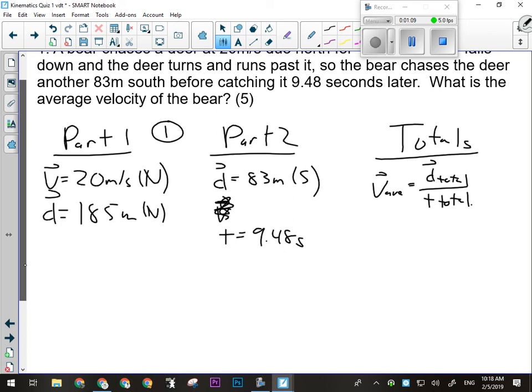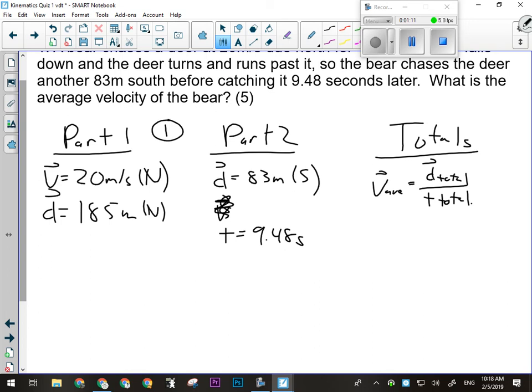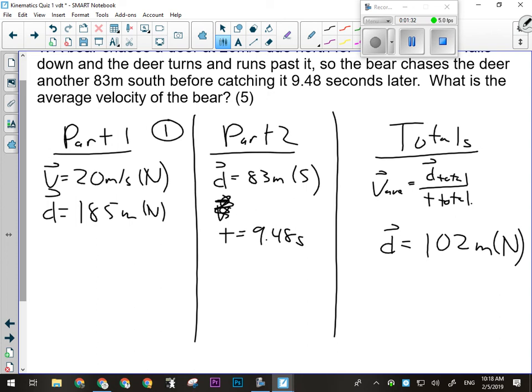So right now, can I find out my total displacement? Yeah, because I know he went 185 meters north and then 83 south. So his total displacement is 102 meters. And that'll be north. Okay, so we know that. All right, what we don't know is the total time.